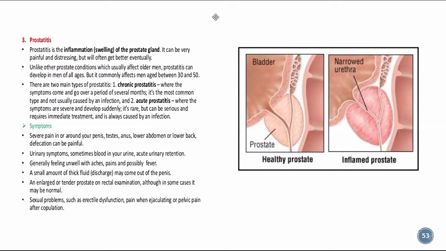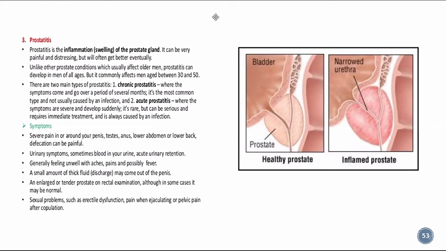Chronic prostatitis is the one that comes and goes over a period of several months. The most common type is not usually caused by an infection. Acute prostatitis is where your symptoms are severe, and it develops suddenly. It's serious and requires immediate treatment.